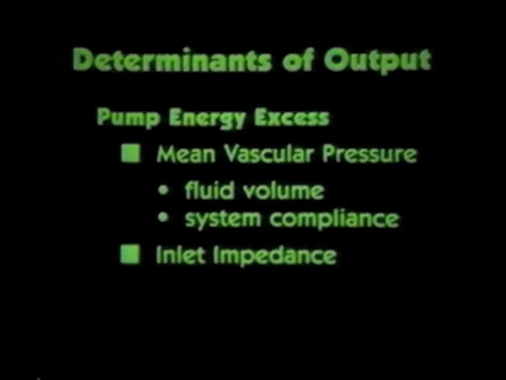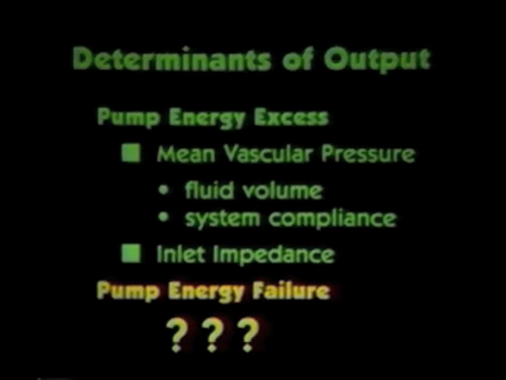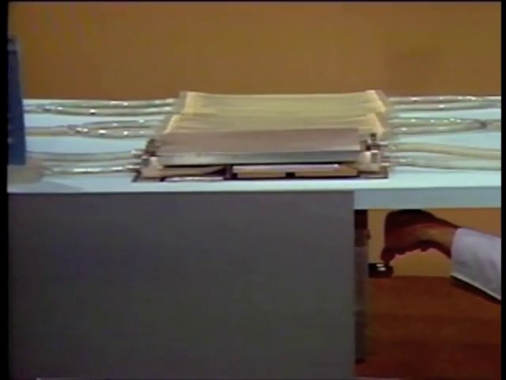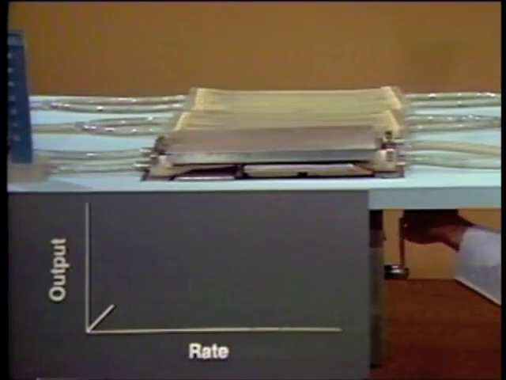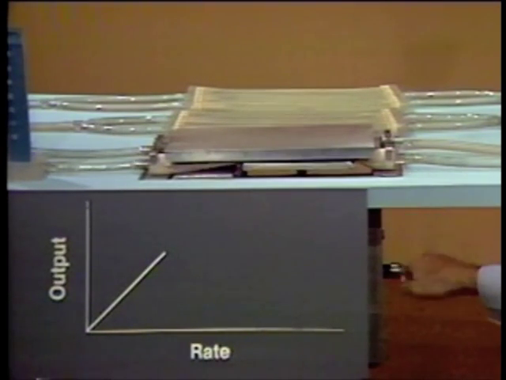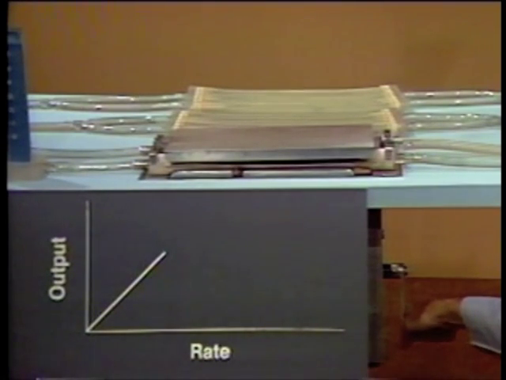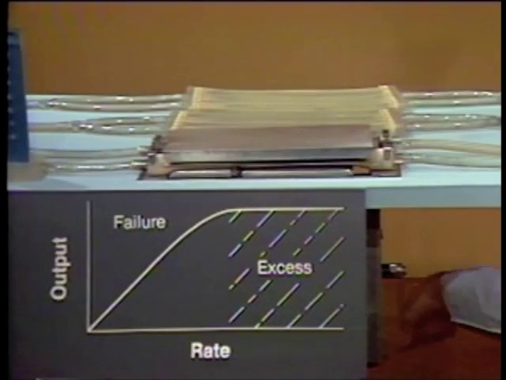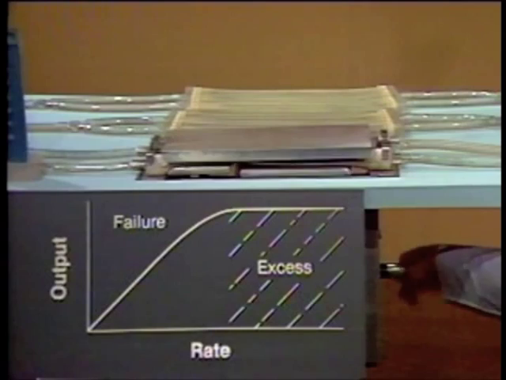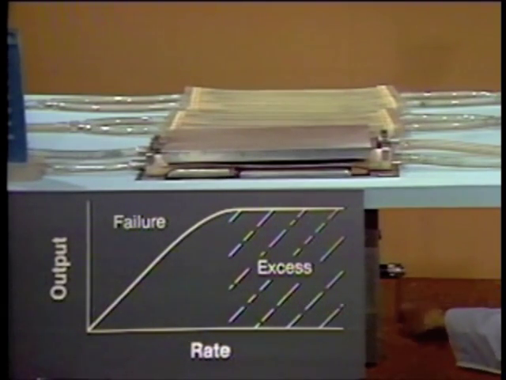Now let's examine the determinants of cardiac output during myocardial energy failure. I think we can already agree on one, rate. Right now the pump is in energy failure because of low, or in this case, 0 rate. If I increase the rate to 1 beat per minute, the maximal ventricular volume of 100 cc's is ejected and we have a flow of 100 cc's per minute. At 2 beats per minute, 200 cc's is ejected, and so on until the pump is going fast enough that the ventricles no longer have time to fill completely at this particular mean vascular pressure and inlet impedance. The pump is then back in energy excess.